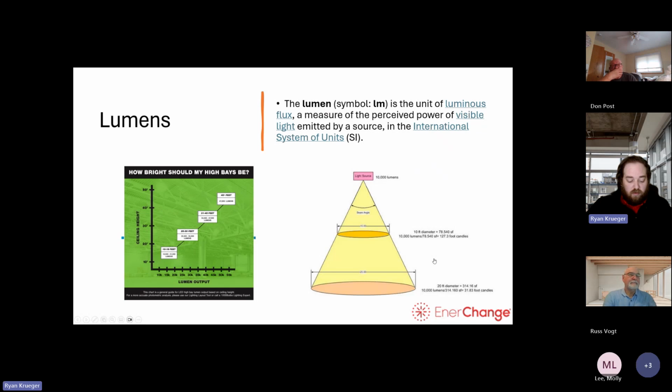Which brings us to lumens. So lumen is the unit of luminous flux, a measure of the perceived power of visible light emitted by a source in SI units. So say a light source is 10,000 lumens, and you're 10 feet from the light source. The foot candles would be 127.3, which is significantly high.